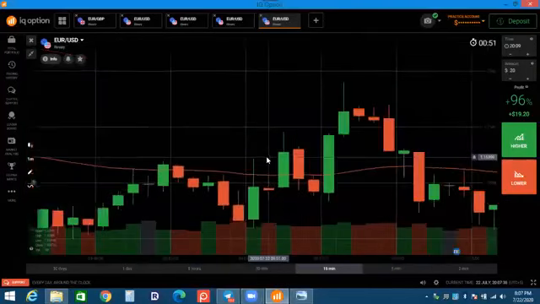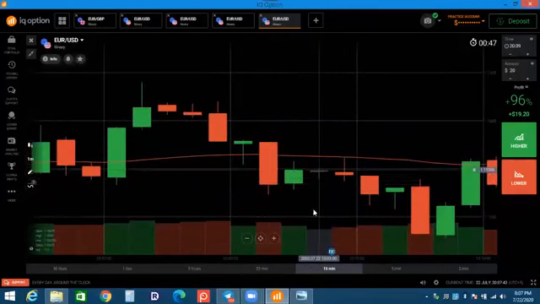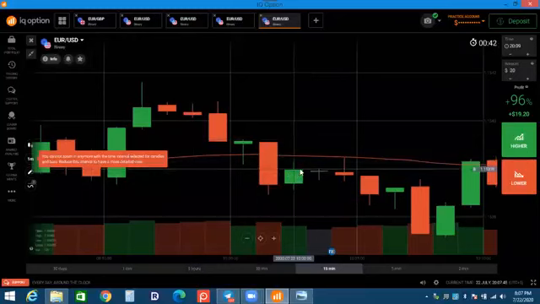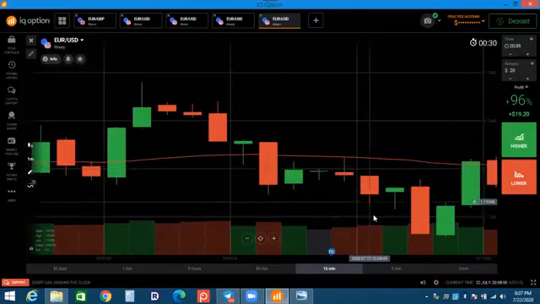And then here. Look, I said touching the resistance and crossing the resistance. The two things are different. So here, this doji is not crossing the resistance level, only touching the resistance level. Touching the resistance level and it's going down.